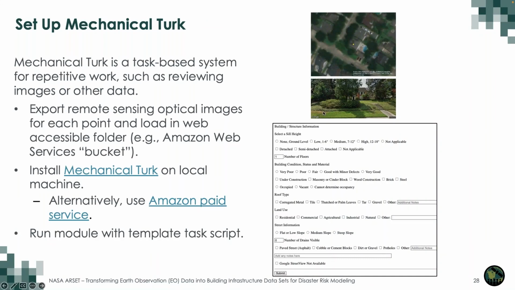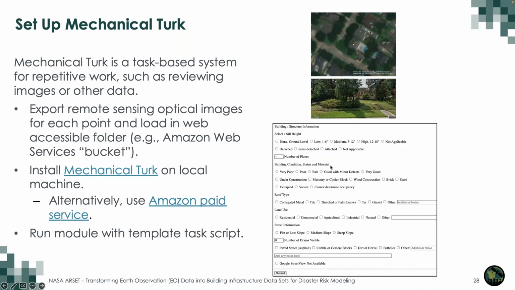And then for each randomly selected site, you get a web form. This one's quite detailed. A lot of these surveys could be shorter, but in this case, we're picking out all those variables I showed before. You could select what you think the sill height is, or the first floor elevation as I referred to it. Choose whether the building is detached, a single family home style or standalone building, semi-detached, attached, or it doesn't apply. Enter your number of floors.